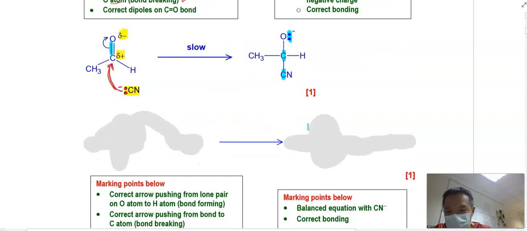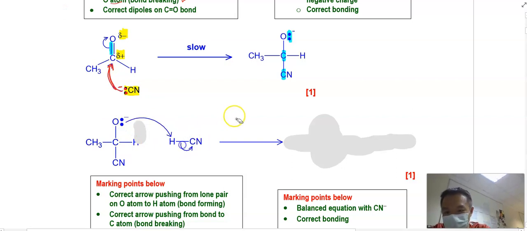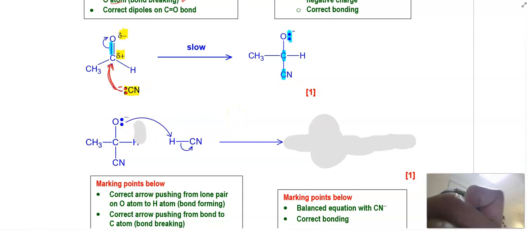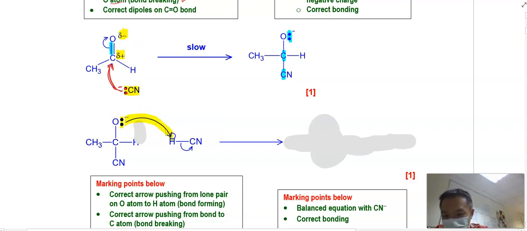Once this is done, this intermediate will have to be protonated in order to get the product. Where can you get the protons from? You can get the proton from an HCN molecule. In this case, the arrow starts from the lone pair and points to the H. What am I forming? I'm forming an O-H bond. H can only form one bond. As a result, this C-H bond will have to be broken, with both electrons going to the C. So again, the arrow starts from the bond to the C to indicate a bond breaking process.